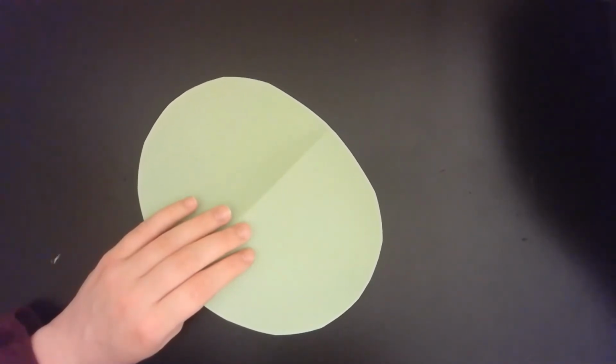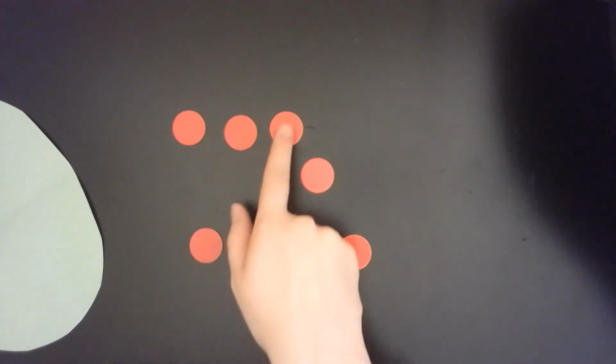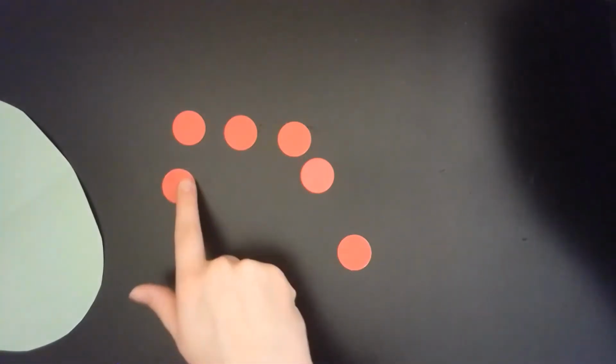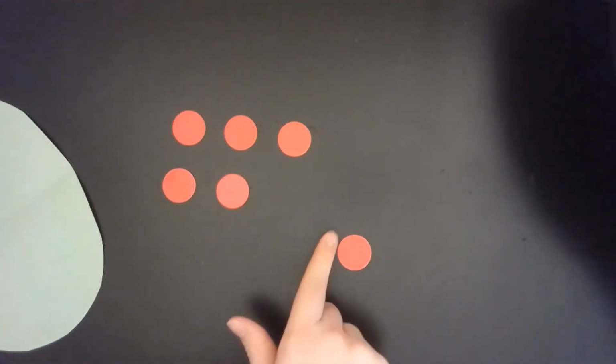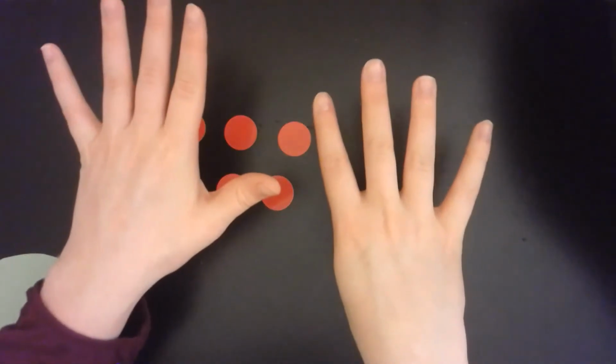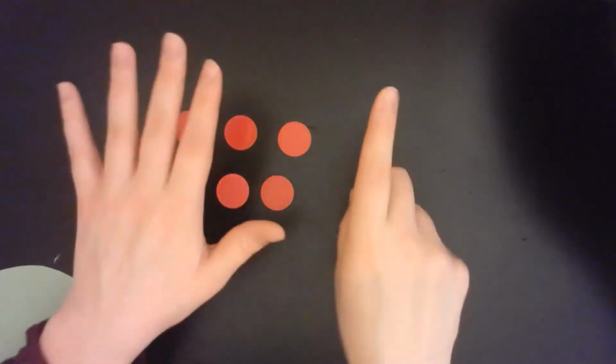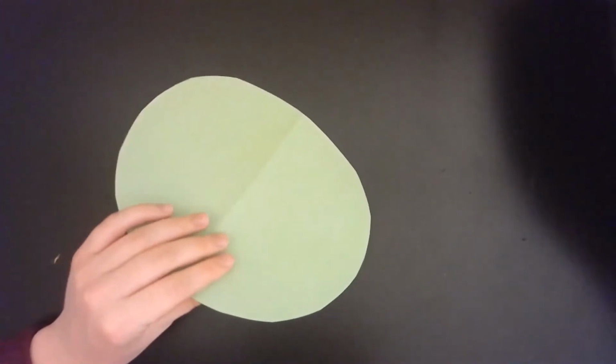All right, ready to count? Here we go. Let's see if you were right. We took away 3 from 9. Now we have 1, 2, 3, 4, 5, 6. Now we have 6. So 9 take away 3 gives us 6. Good job. I'm going to keep that 6 underneath, okay?